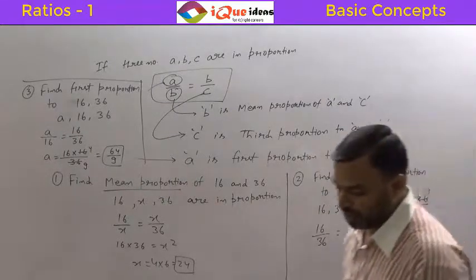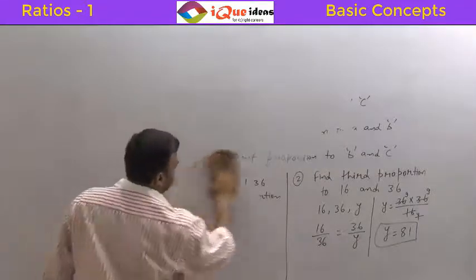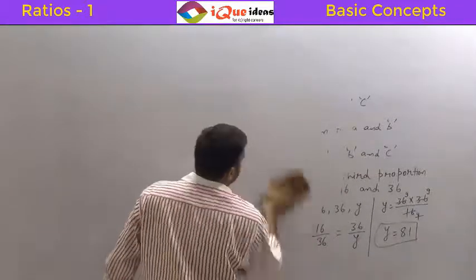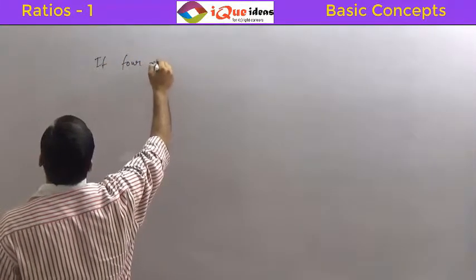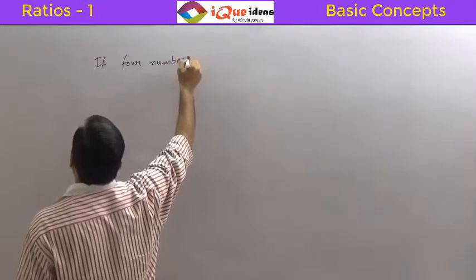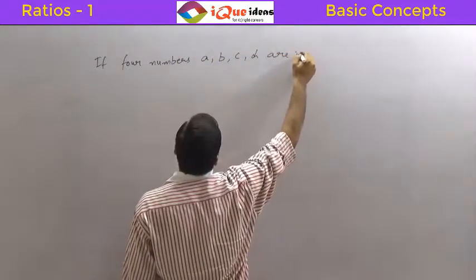What if there are four numbers? So in our questions of this chapter, particularly only for this chapter, the language of the question would be, suppose in case we get four numbers, A, B, C, D are in proportion.